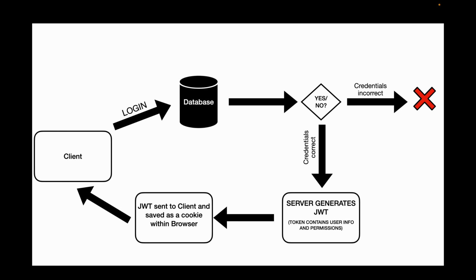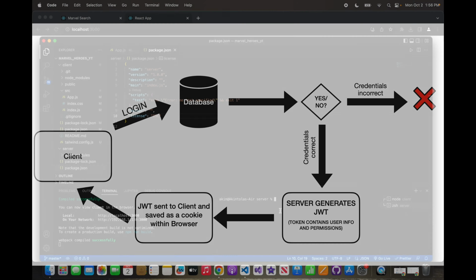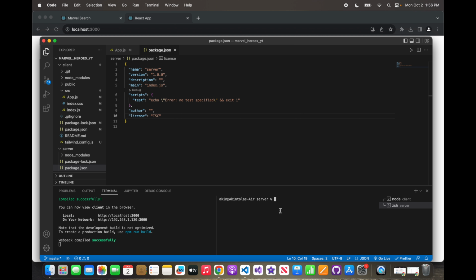So now let's get into our IDE. We're going to be using Visual Studio Code to code this up, and let's go. All right, guys. So I went ahead and with our IDE, I created the Marvel Heroes YouTube folder. So it's going to be called Marvel_Heroes_YouTube. I created this folder, and within the folder we have client and we have server. The client holds the React.